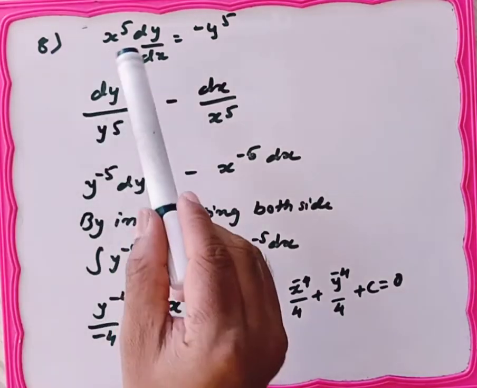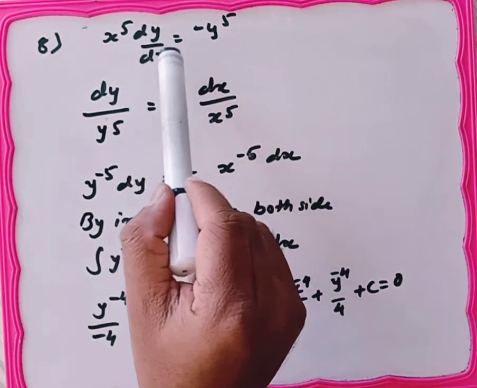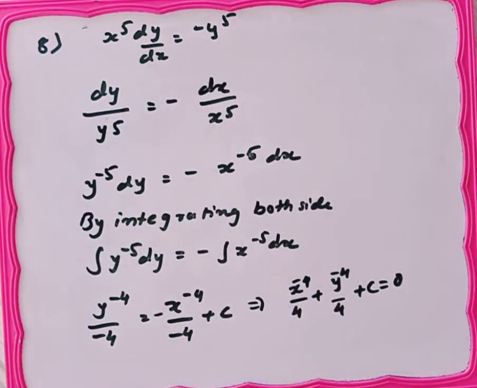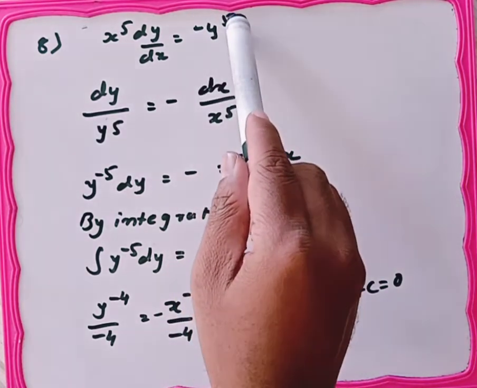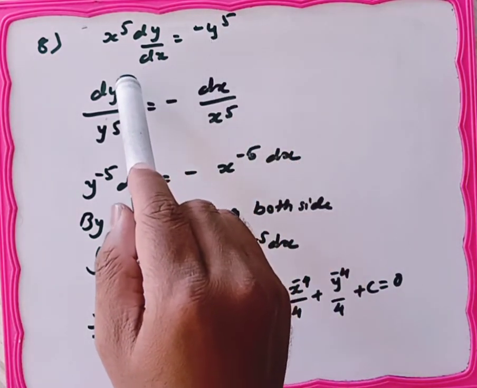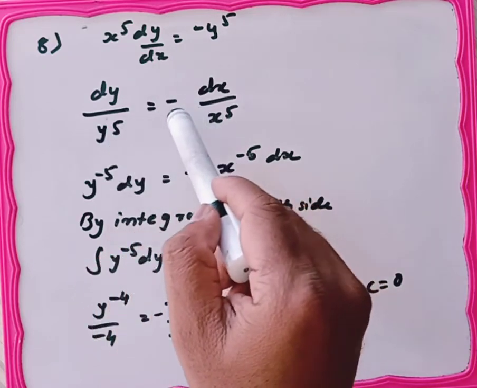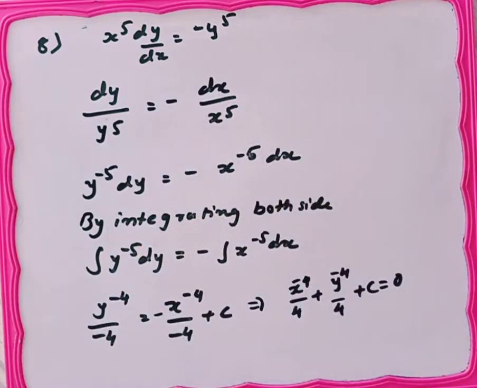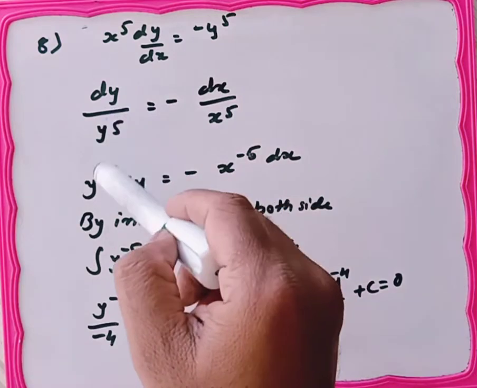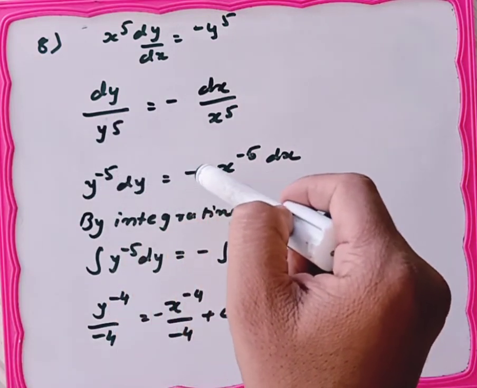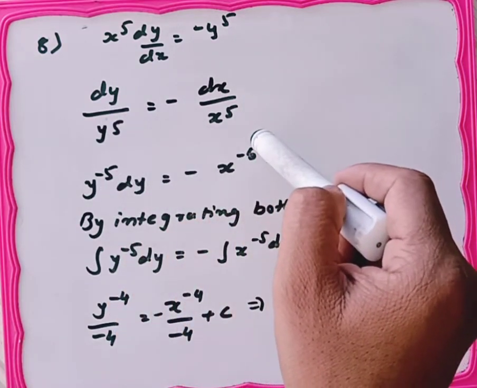The eighth question, we have x raised to 5 dy by dx equals minus y raised to 5. So here minus y raised to 5 we take in the denominator, then dy by y raised to 5 is equals minus dx by x raised to 5. So we can write y raised to minus 5 dy equals minus x raised to minus 5 dx.